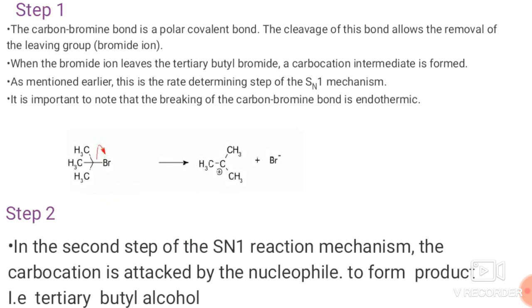Step 1. Here the carbon and bromine bond breaks. Here the bromine atom always gets a negative charge because it is more electronegative and attracts the electrons towards itself from the carbon bromine bond. Here in the first step the carbocation is formed. It is a very slow step.